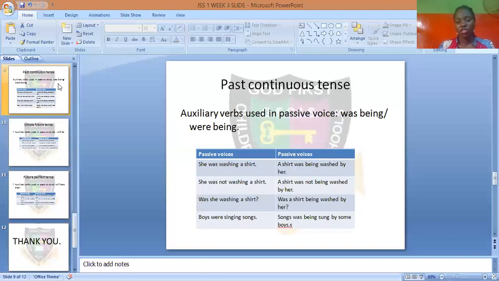Also, the past continuous tense. The auxiliary verbs used in the passive voice here are was being and were being. For example, she was washing a shirt. A shirt was being washed by her. She was not washing a shirt. A shirt was not being washed by her.